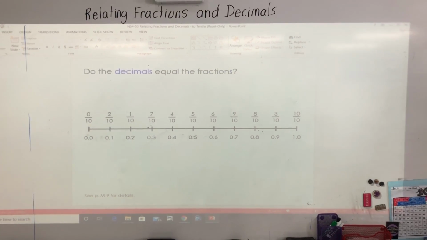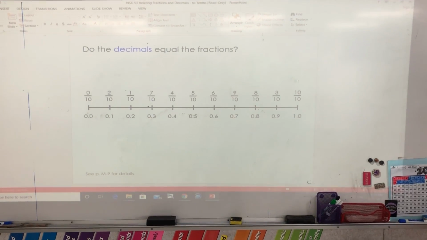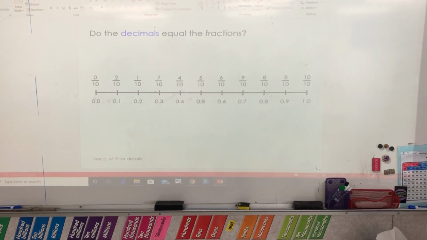Next slide. Do the decimals equal the fraction again? They just keep practicing that.